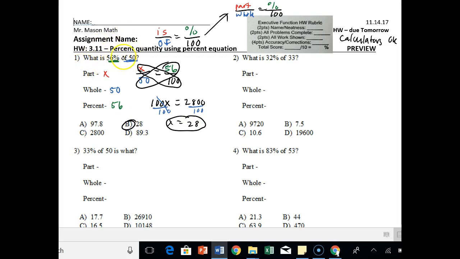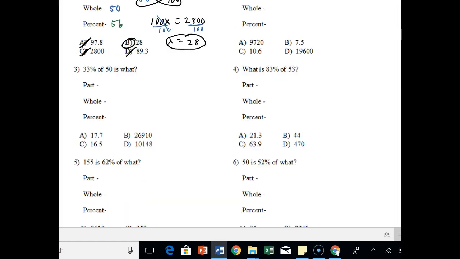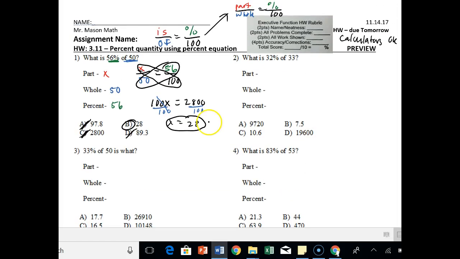28 is 56% of 50, right? Half or 50% of 50 would be 25, so 28 makes sense. So A is way too big, C is way too big, and D, again, over 50. So those don't make any sense, right? I would pause right now if I were you and do number 2. It's exactly like number 1, but just with different numbers.